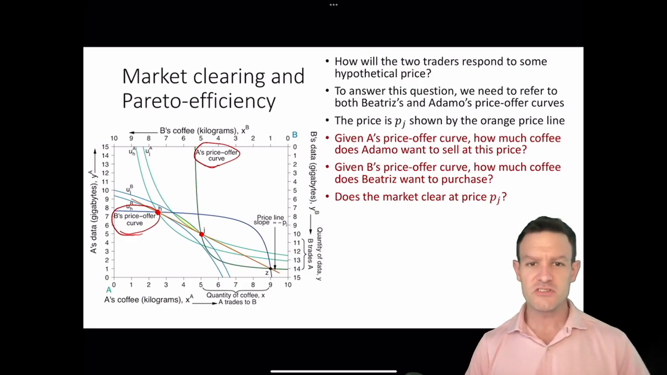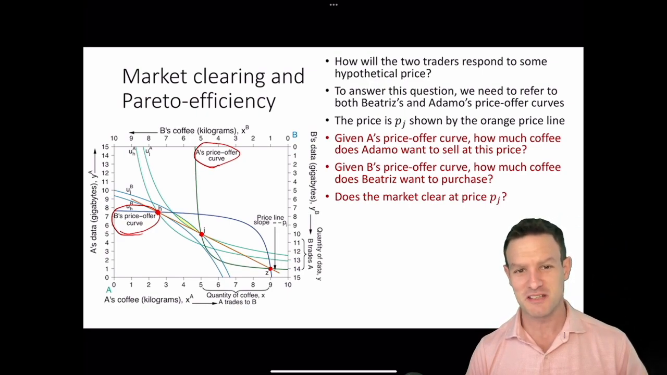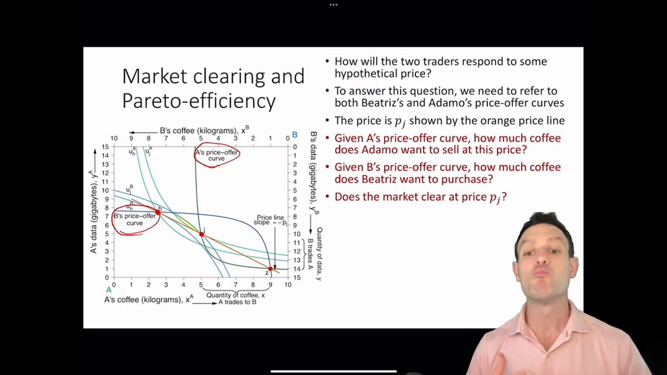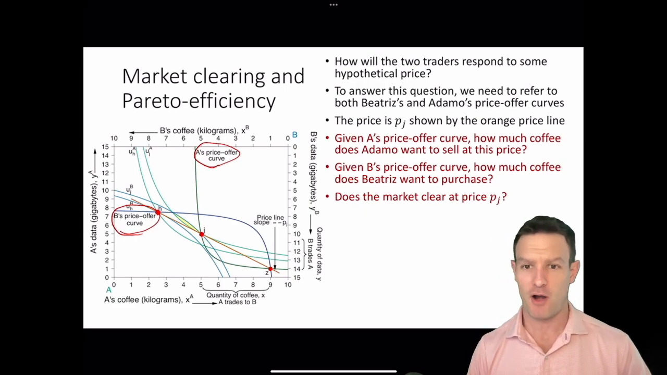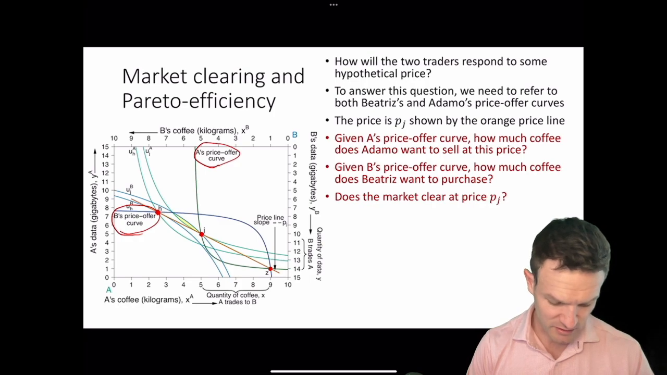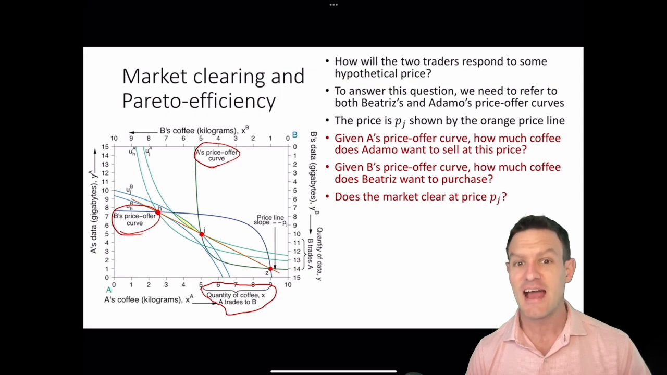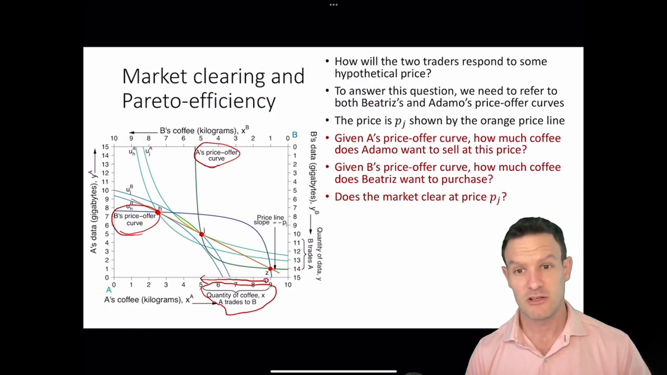So here's the thing to think about. If we compare the allocation at point Z, and we see for Adamo on his price offer curve, how much of the good X is he willing to trade to Beatrice at that price? What we can do is we can see here that we have a quantity of coffee that Adamo is willing to trade to Beatrice at that price. So we can see that as the horizontal distance between Z and J. Okay, that's telling us how much of the quantity X Adamo is willing to sell to Beatrice at that price PJ.